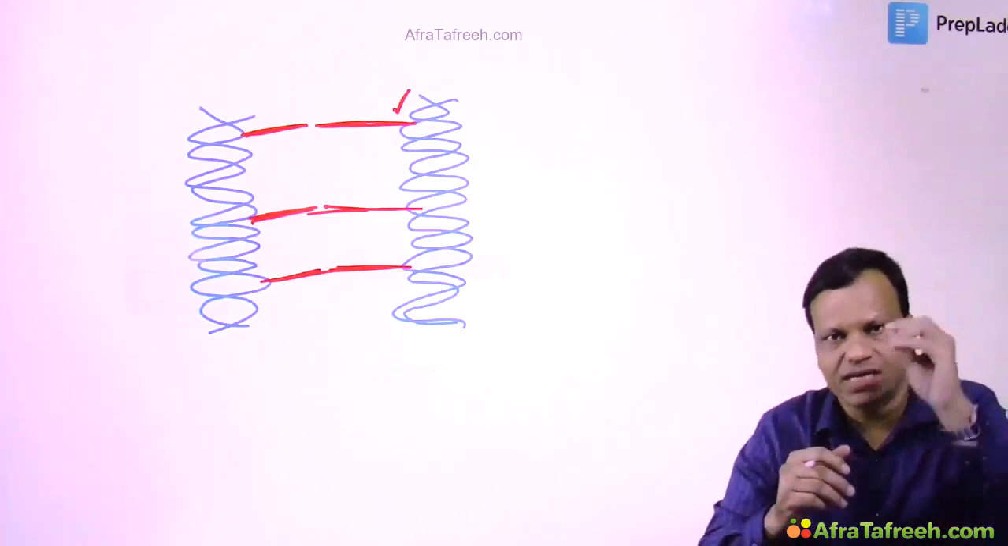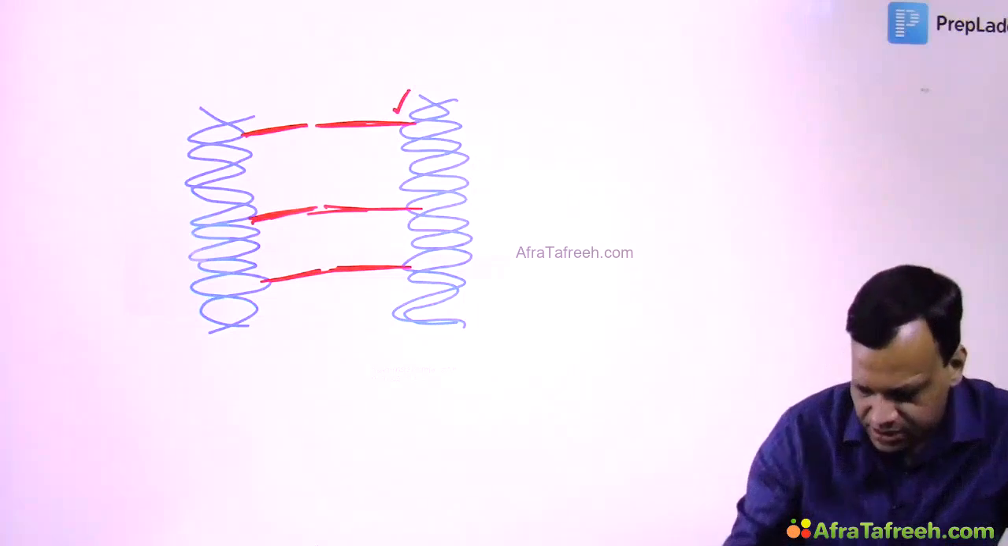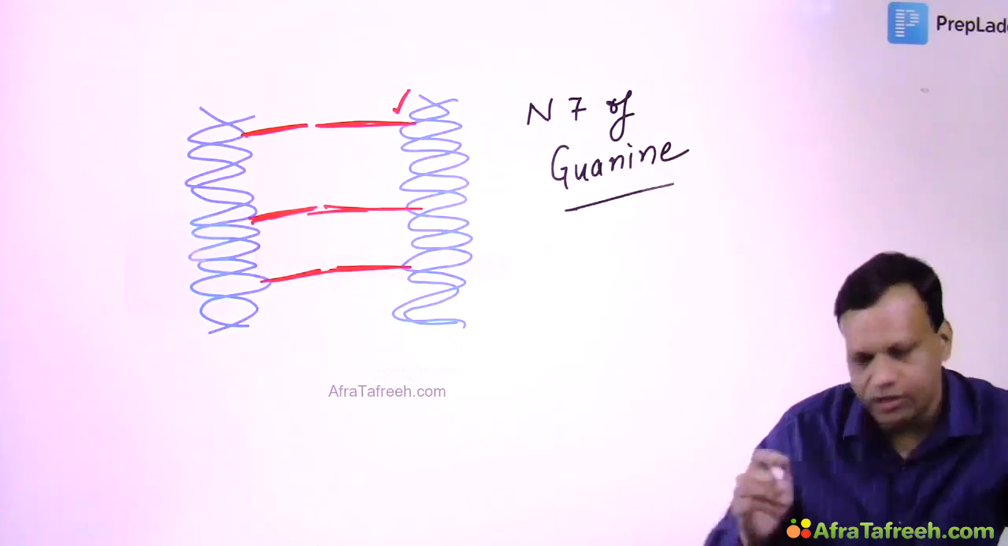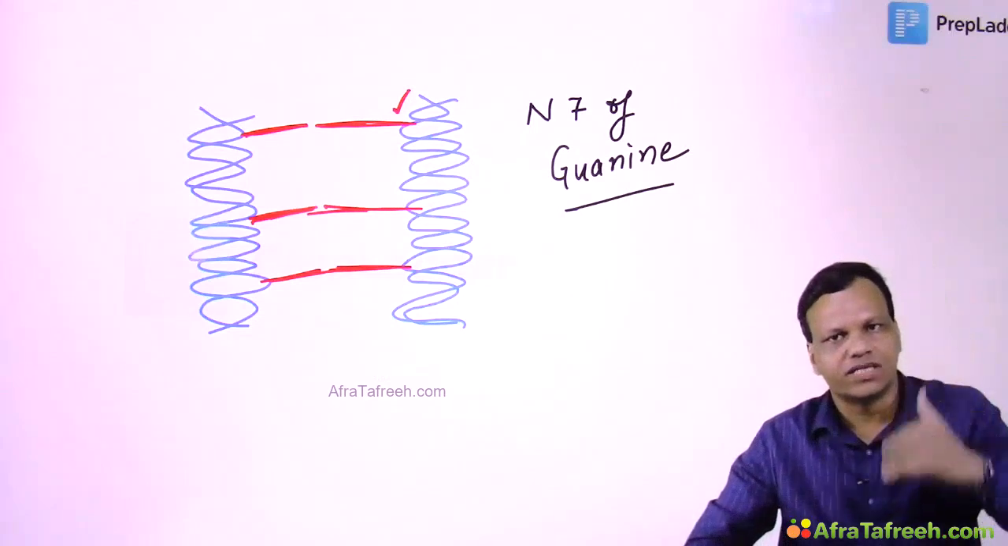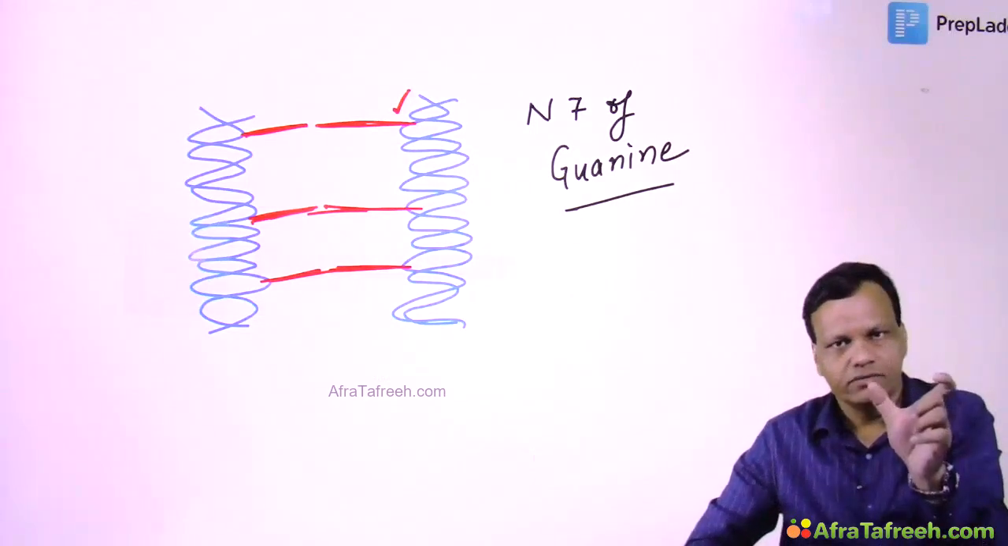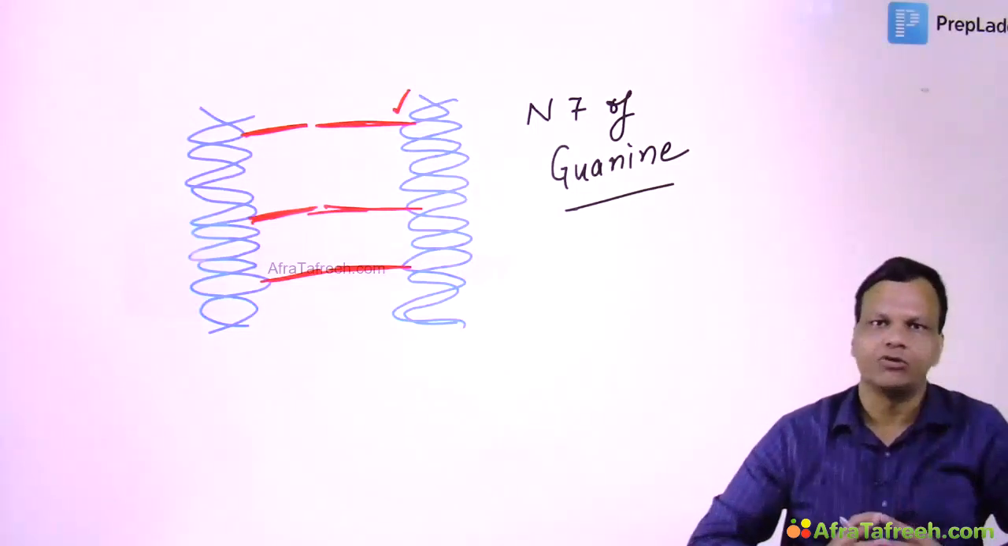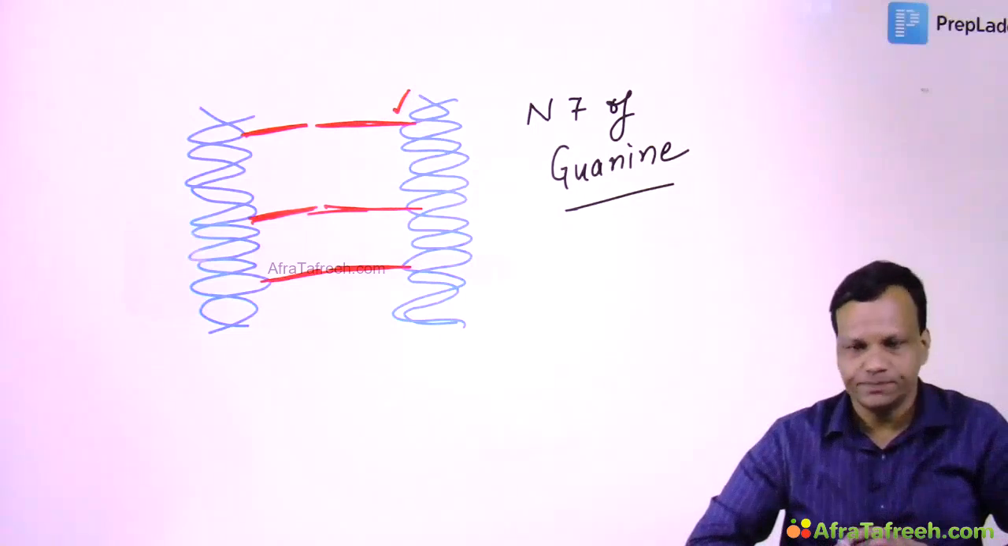Now the question asked is, what is the most common site of alkylation? At which place is the alkyl group attached? It is N7 of guanine. Remember, in the DNA we have 4 nitrogen bases: adenine, guanine, cytosine, thymine. On the guanine, at the 7th position where nitrogen is present, most commonly the alkyl group is attached. Clear?